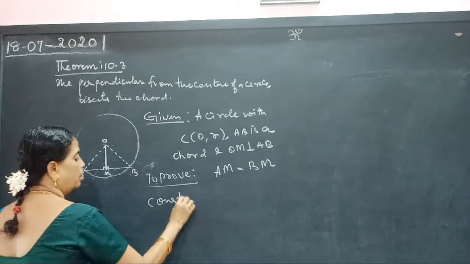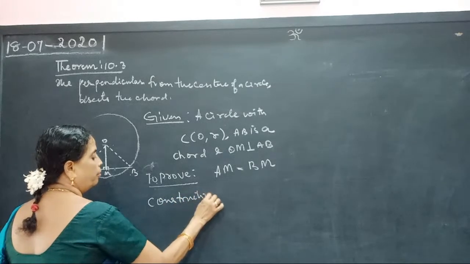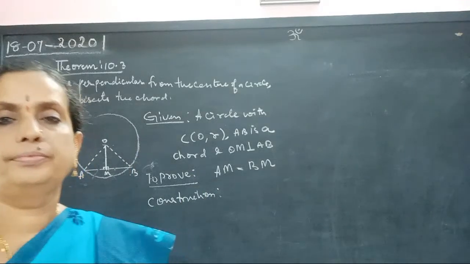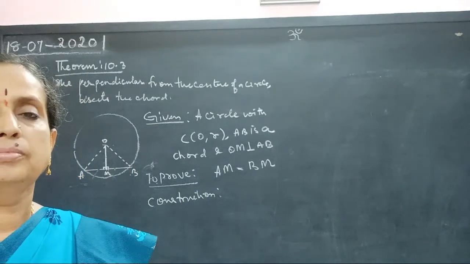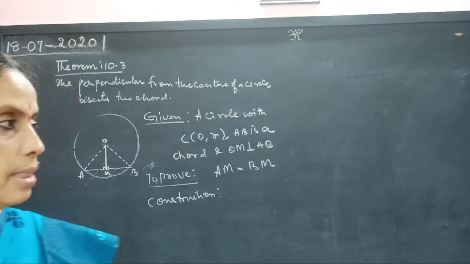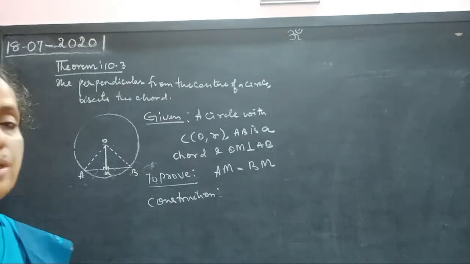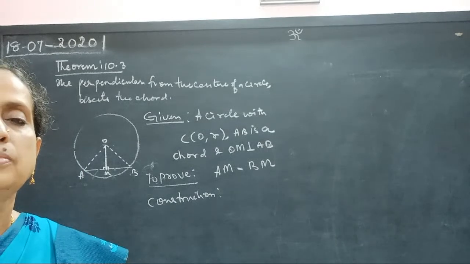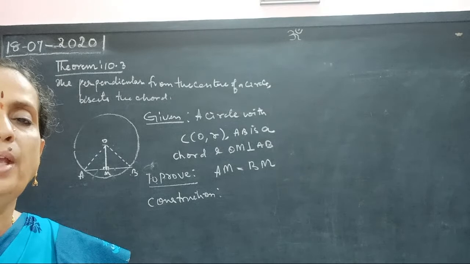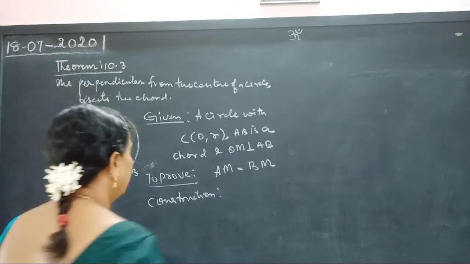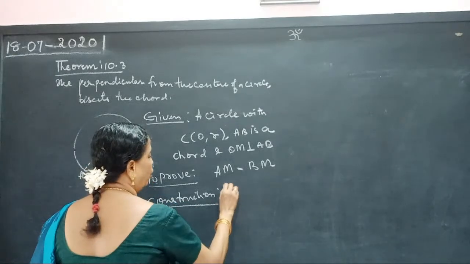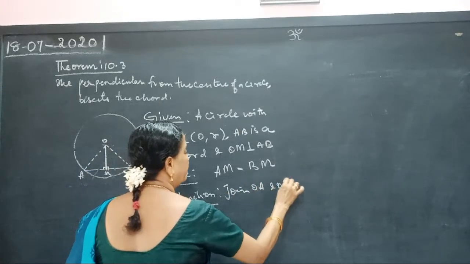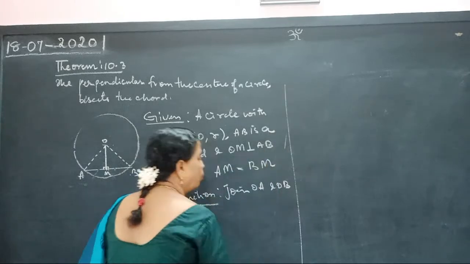Construction. What construction do we do? Yes, AM equals BM is correct. What construction do we follow? Join OA and OB. Proof.